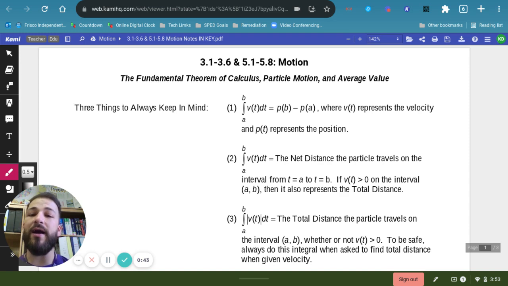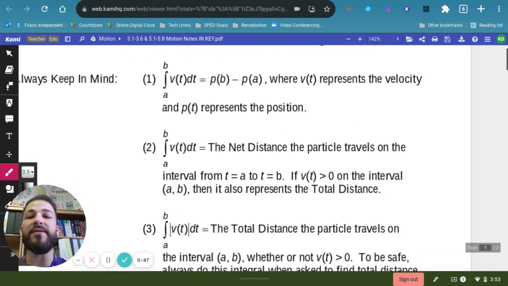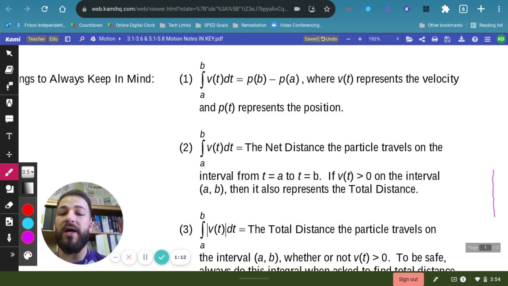But today, focusing on integrals, we're going to keep three key things in mind. Number one is that the integral of velocity from a to b over some interval would be equal to the position function, specifically the position at b minus the position at a, which would give us that change in position over the interval a to b.